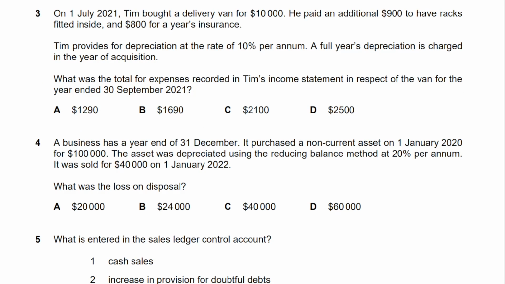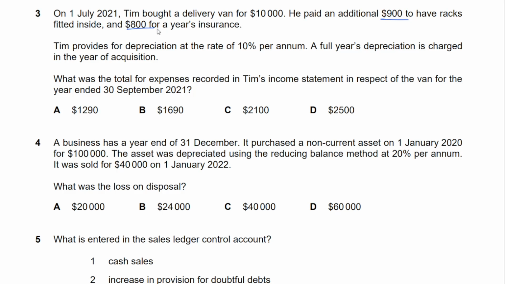Number 3. On July 1st, 2021, Tim bought a delivery vehicle for $10,000. He paid an additional $900 to have racks fitted inside. You see, that's an addition, that's an extension. And $800 for a year's insurance, and that is maintenance. Insurance is required to run the motor vehicle, right? So the running cost, that is revenue expenditure, and this one's capital expenditure, okay?